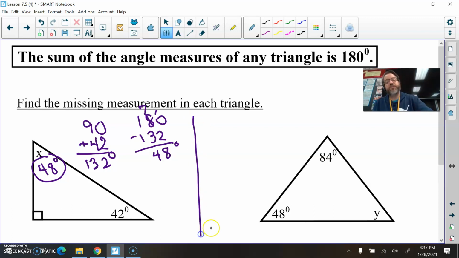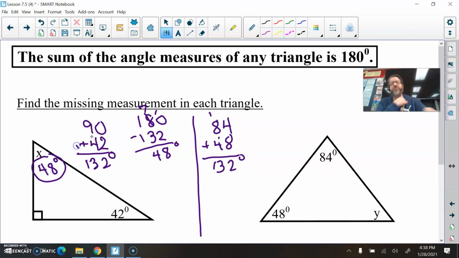Okay, let's try another one here. How do I find the measurement of angle Y here? Well, I know the other two angles in this triangle. They are 84 degrees and 48 degrees. So what would angle Y have to equal? Well, let's figure out what 84 plus 48 is. I'll add them together. 4 and 8 is 12, carry the 1. 8, 9, 13. We have 132 degrees.